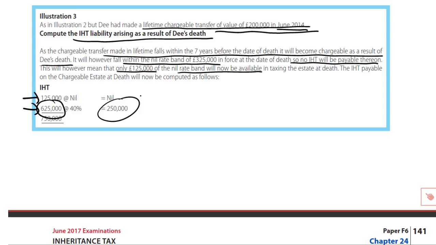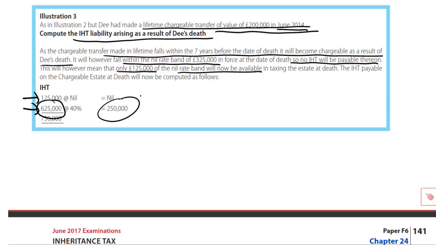We can see that the amount of tax that becomes payable in relation to the death of the taxpayer is all to do with what the donor has done during their lifetime. Very specifically, here within the 7 years before the date of death.